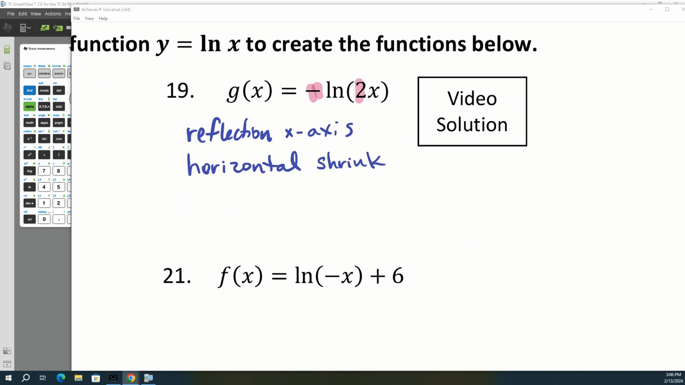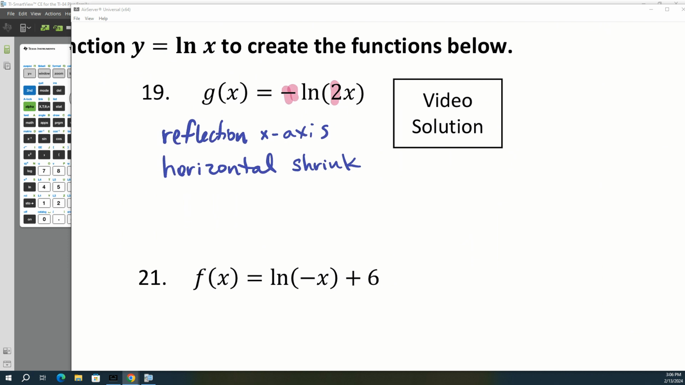All right. So I'm going to review those real quick. If you need to see this, you can. If you're good, just go on and start working the problems. But when you add inside, that is going to shift left. Subtract inside is going to shift right.